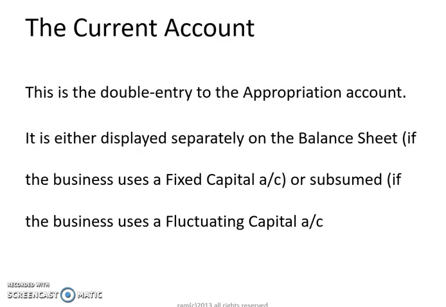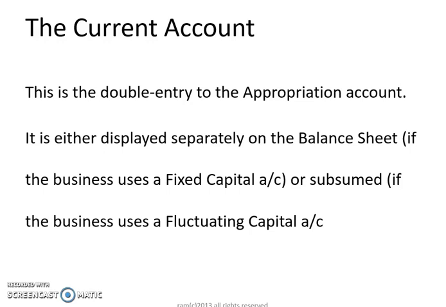Right, so the current account, or the partner's current account, will be the double entry then to the appropriation account. If we recall, the appropriations where we shared the net profits. So now we're going to see what happened to that share. And it will be either displayed separately on the balance sheet.